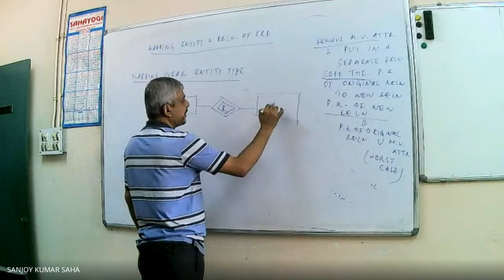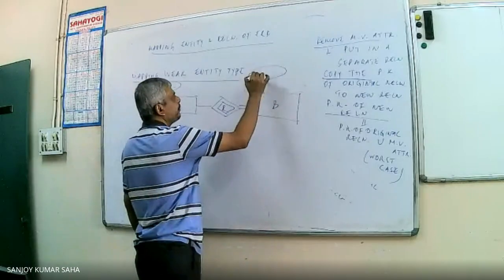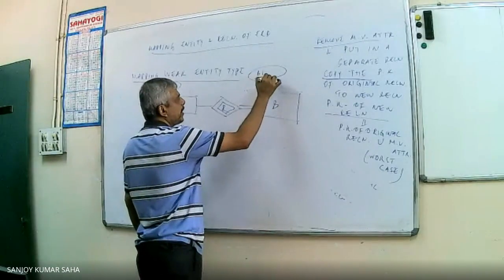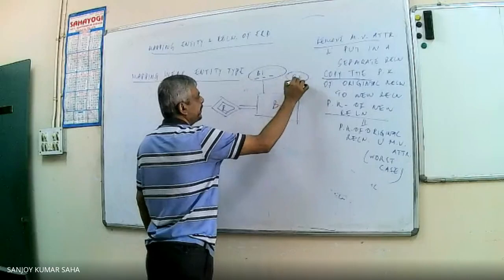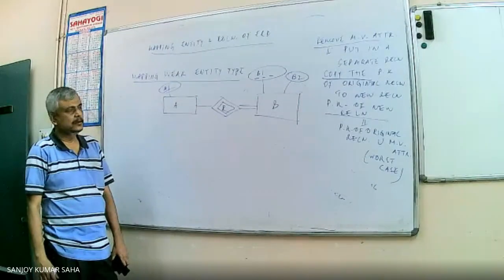This is the weak entity type B that totally participates in the relation. It has the partial key, say B1, and other attributes, say B2. Right?